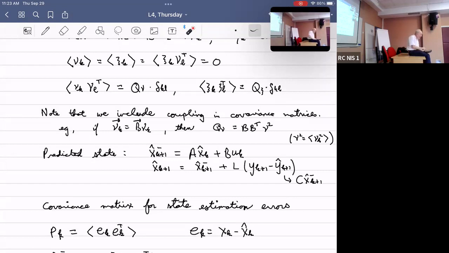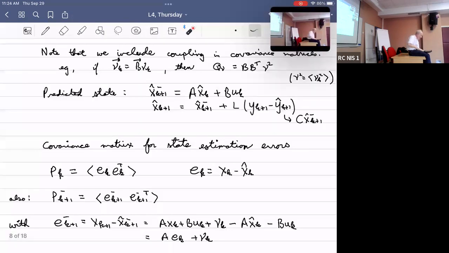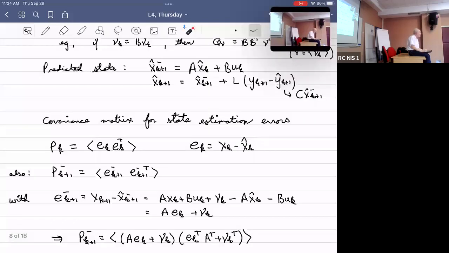Okay, and so now L here, if you're keeping track, has to be a vector, a column vector. So it's going to be an n-dimensional column vector for a one-dimensional observation, or it can be an n by p matrix if we have p observations. We'll stick with one. Okay, so then the rest of the calculation really is very much the same.